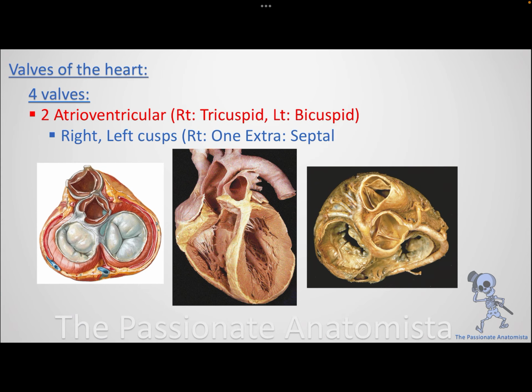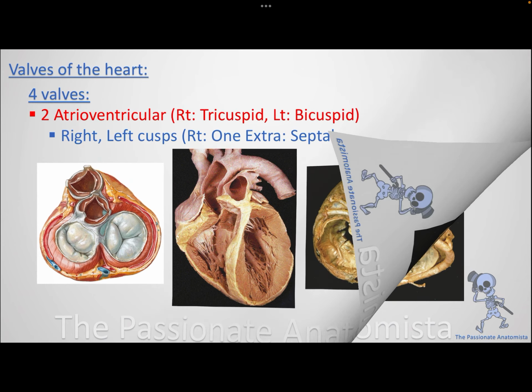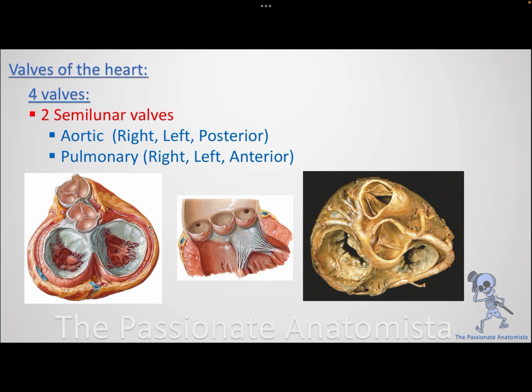Now we have four valves of the heart. We have two atrioventricular valves. Atrioventricular means these valves are lying between the atrium and the ventricle. We have one between the right atrium and right ventricle, and one between the left atrium and the left ventricle. And we have two other valves, which are the semilunar valves, and these are the ones that guard the aorta and the pulmonary trunk.